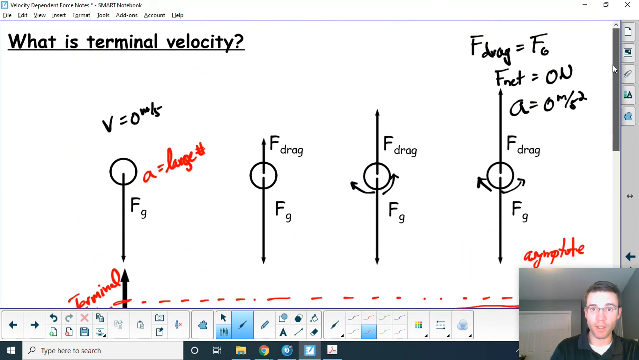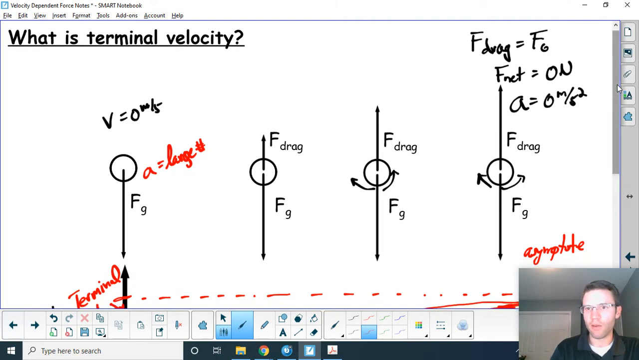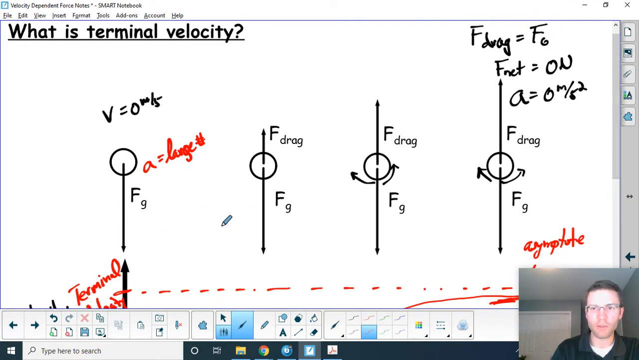What is that terminal velocity? Well, it depends on what this drag function is. So you'll get some equation for that drag function, and you could set it equal to your force of gravity function and solve for that terminal velocity. So let's do that. Let's take a look at an example. An object's released from a large altitude from rest and experiences a drag force due to air resistance right here. Force equals negative b times v. This looks very similar to our boat problem, negative b times v. Let's go ahead and solve this particular problem to figure out what an equation for the velocity of the object is as a function of time. But first, let's determine our terminal velocity. The terminal velocity of the object is going to be at this position right here, where your drag force is equal to your force of gravity.